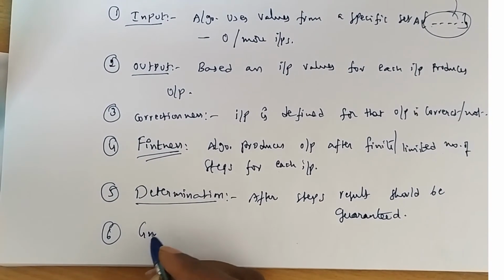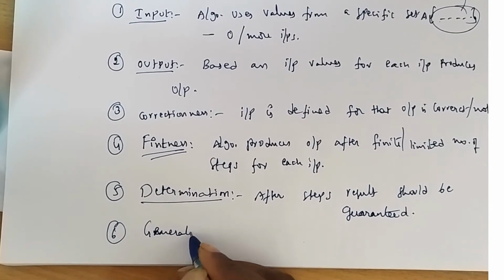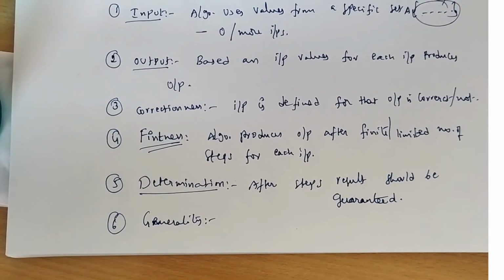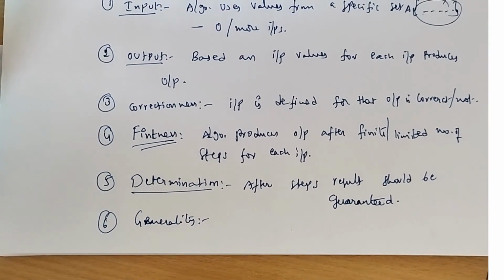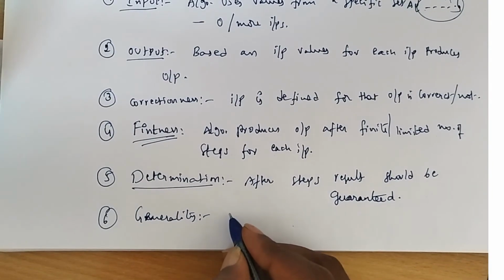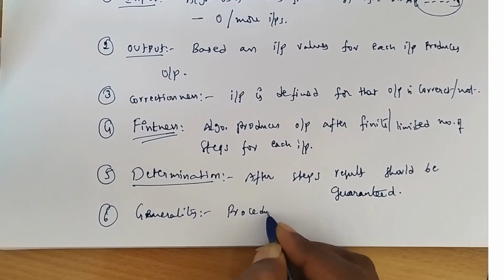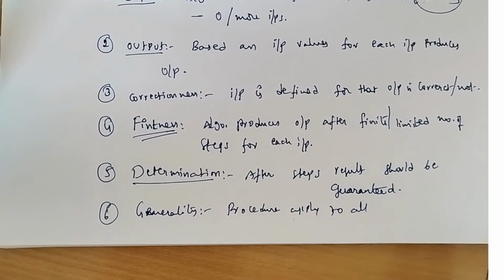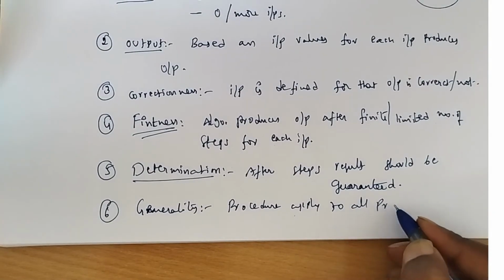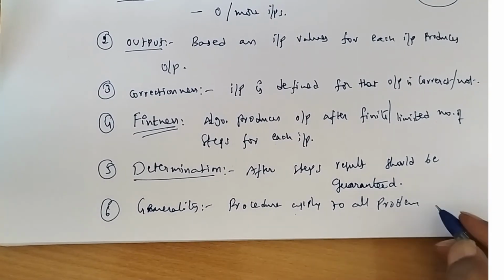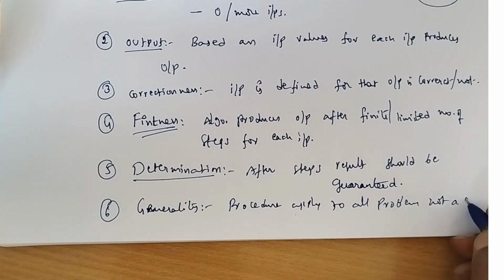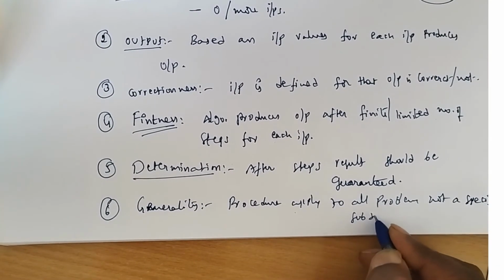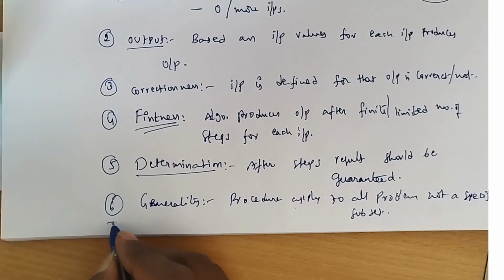The next property is generality. What is the meaning of generality? It means the procedure we are applying is followed for the entire problem, not just a part of it. The procedure is applied to all parts, not a specific subset. It has to apply to the whole problem.